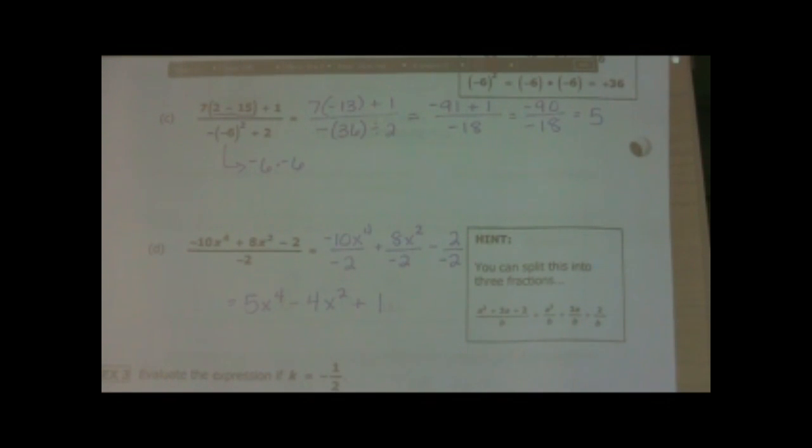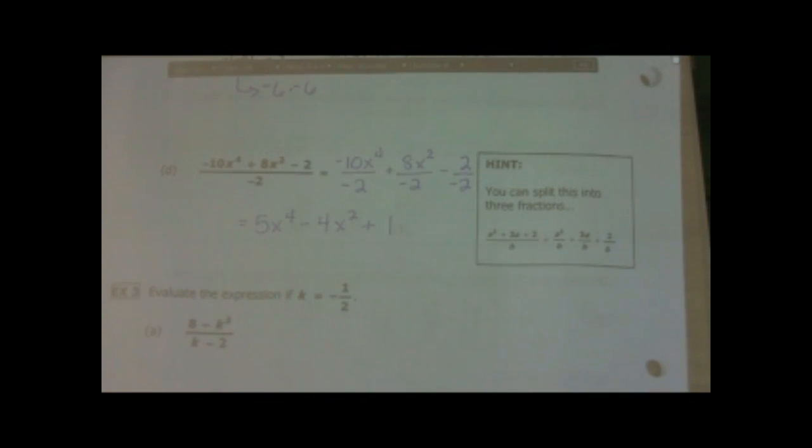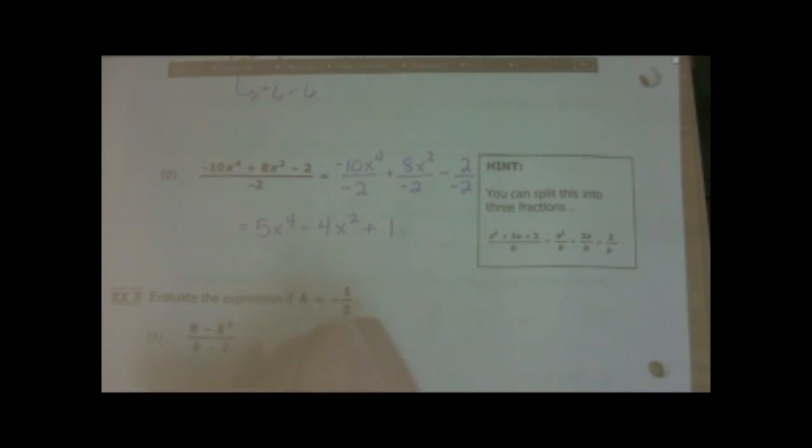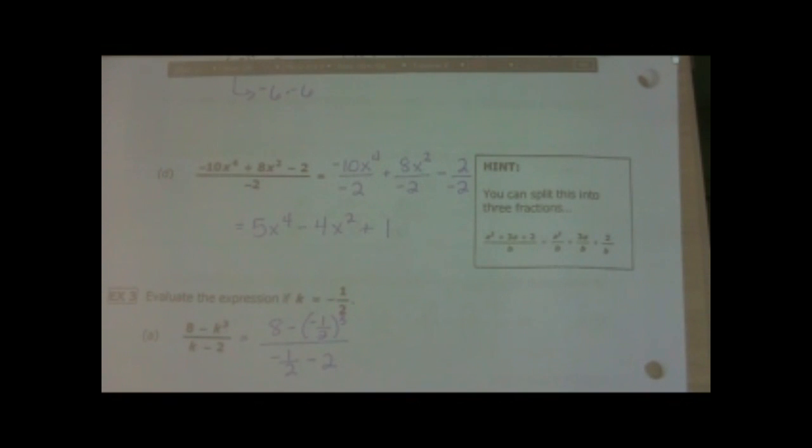All right? Now the very last problem that we have for today is at the bottom of the page, and this just goes back to something we've been doing already this year, which is evaluating, which means I'm going to take this value for k and plug it in here. And the reason we're going to do this is so you can see a problem with a lot of fractions in it. So this is 8 minus -1/2 raised to the 3rd power over -1/2 minus 2. All right, you will have to do this on your homework.